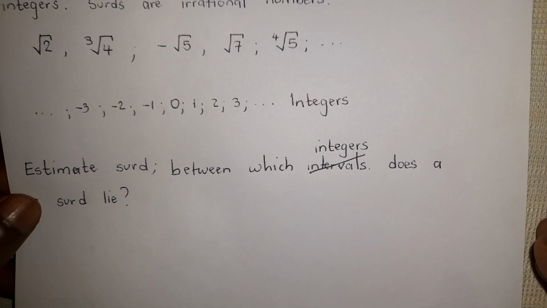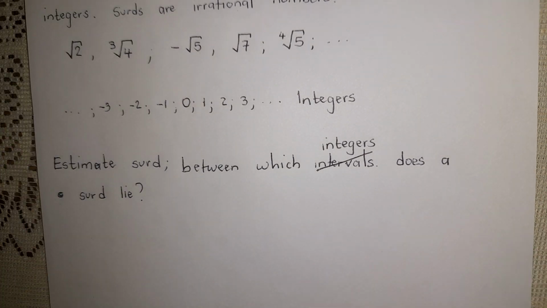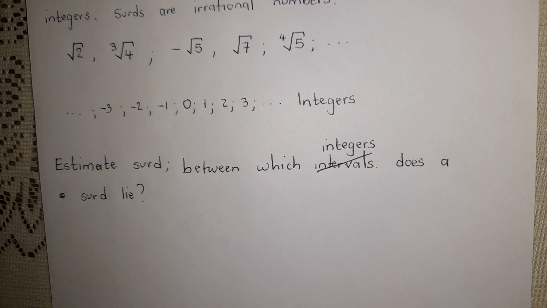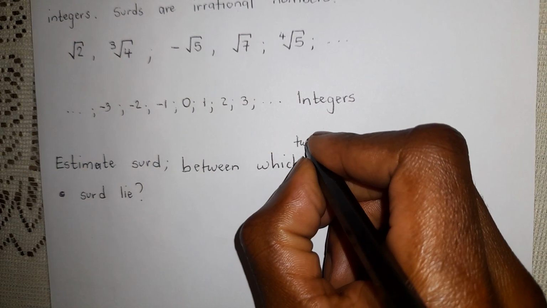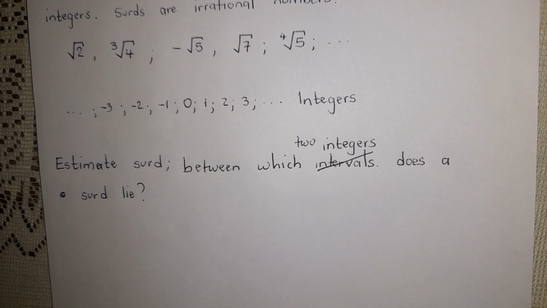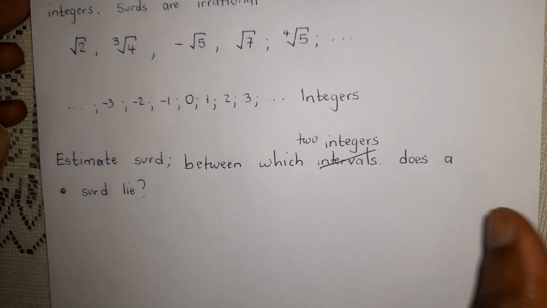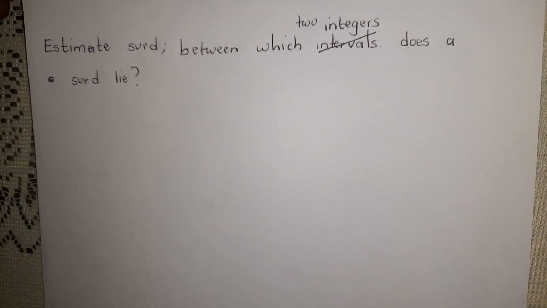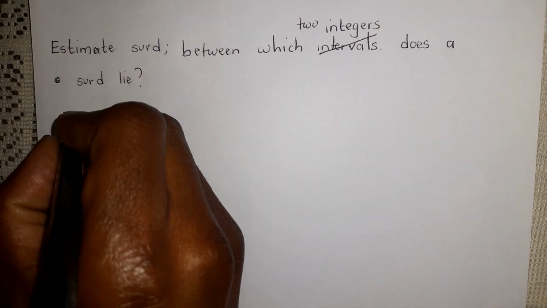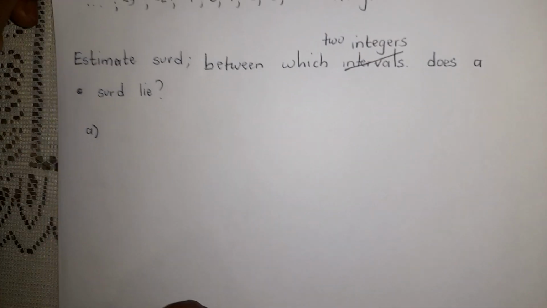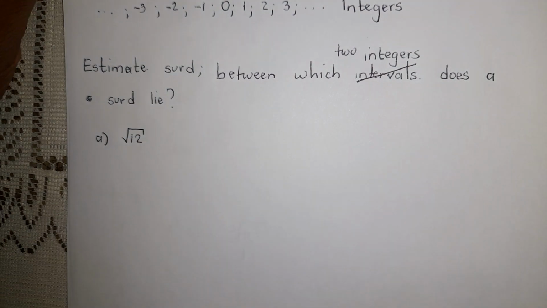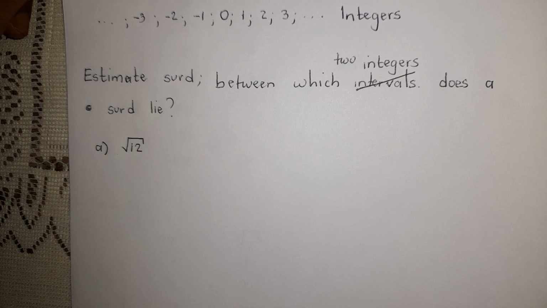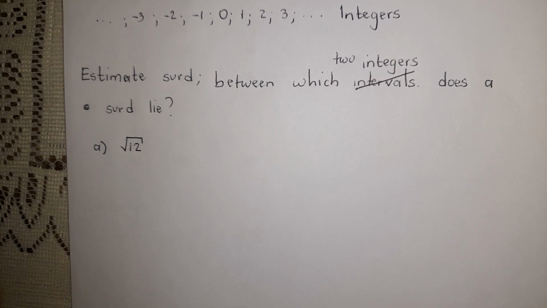Right, so we need this information so that we can answer questions in this topic. The question may come as estimate a surd, or it may come in a typical way to say between which two integers does a surd lie. As the first example, let's look at the square root of 12. Between which two integers will the square root of 12 lie?